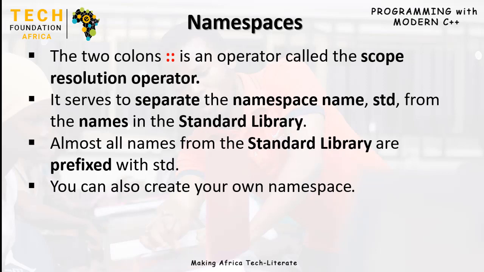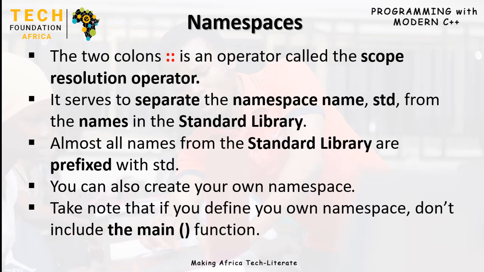Now one thing that you should take note of is that when you create your own namespace, you should make sure that you don't accidentally include the main function in it. Now, all things that are not defined in the namespace, if there is something in your code that is not defined in the namespace, then automatically it is in the global namespace, which actually has no name.